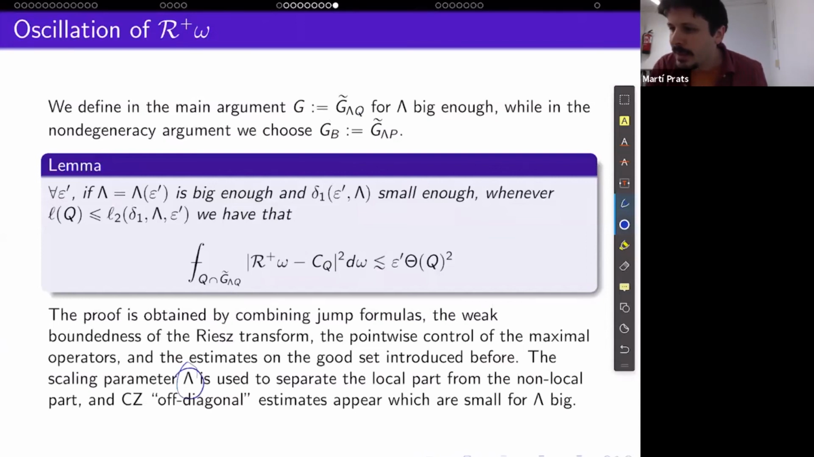And this lambda parameter that may seem mysterious here is used to separate the local part from the non-local part. And then you can use this to plug in Calderon-Zygmund diagonal estimates, classical stuff for those who are devoted to the beautiful study of harmonic analysis. So let me finish my presentation here.